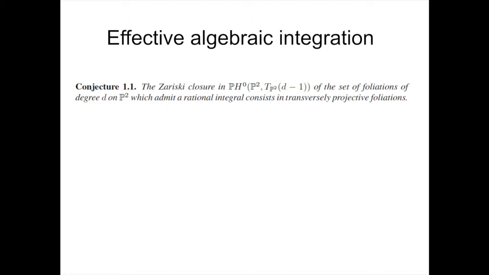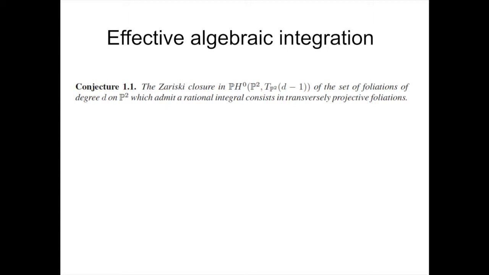So let's now just take all polynomial vector fields of a given degree. That's what is represented by this projectivization of a cohomology group. So these are all polynomial differential equations, all foliations of degree d on P2. And I want to look inside of this space. It's a finite dimensional projective space. I want to look at all foliations which have a rational first integral.